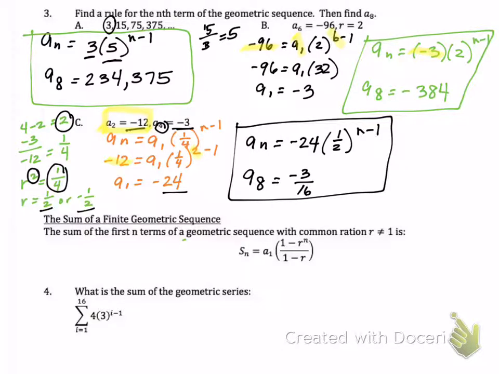And then you solve for A1, you get negative 24. So that's where I plugged in negative 24 here. My rate is 1/2. You could do negative 1/2 and then a positive 24. They would be the same thing. And then raised to the n minus 1. When you plug in 8, you get negative 3 over 16.